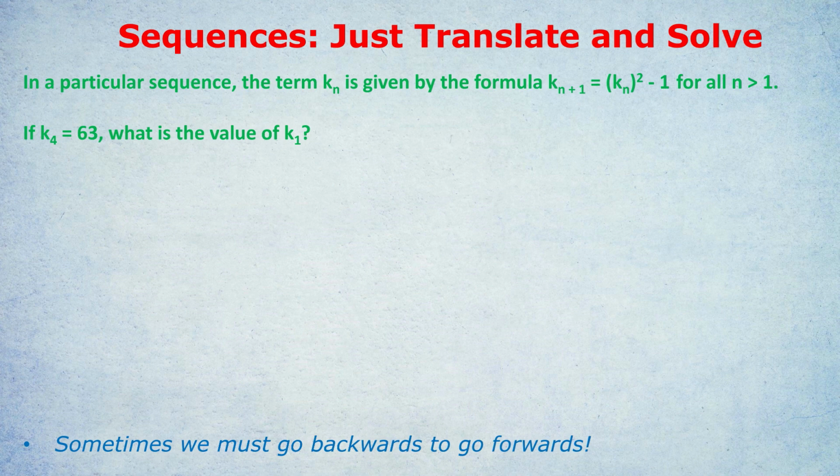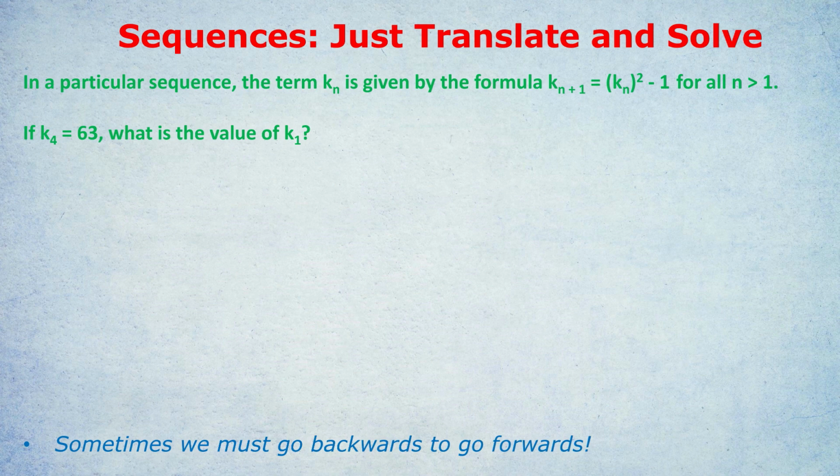In a particular sequence, the term kn, see we've used a different letter, k instead of x, doesn't make any difference, is given by the formula k(n+1) equals kn squared minus 1. There we have another code to translate, for all n greater than 1. If k4 equals 63, what is the value of k1? Now this question is slightly harder than the last one, because notice we have the fourth term and we need to work backwards to find the first term.